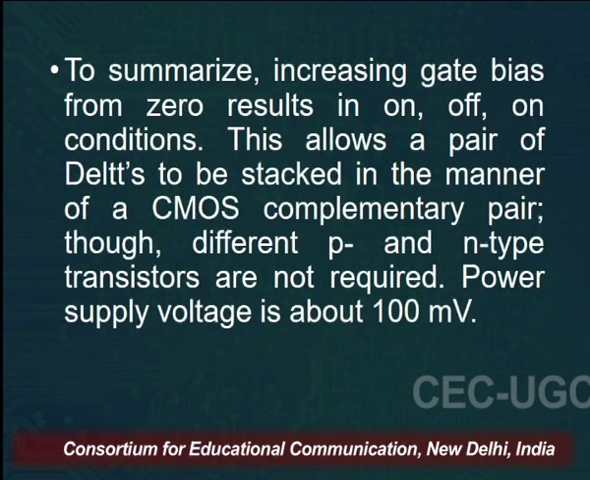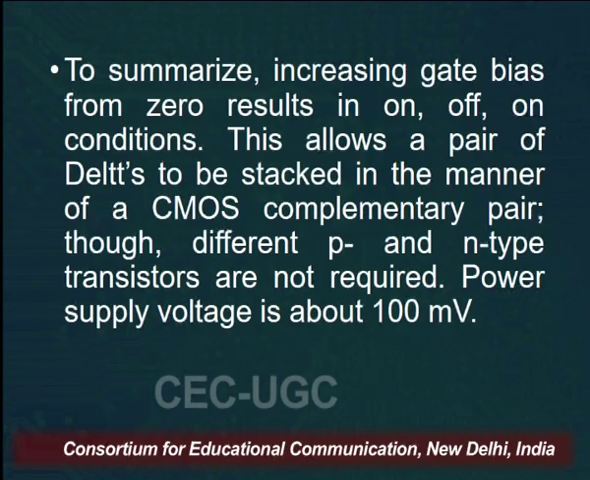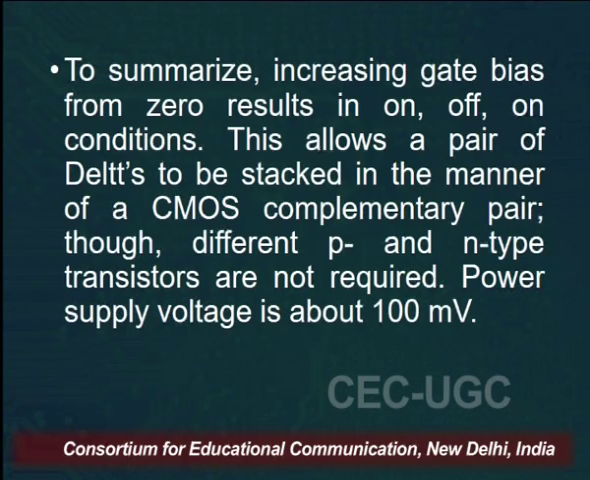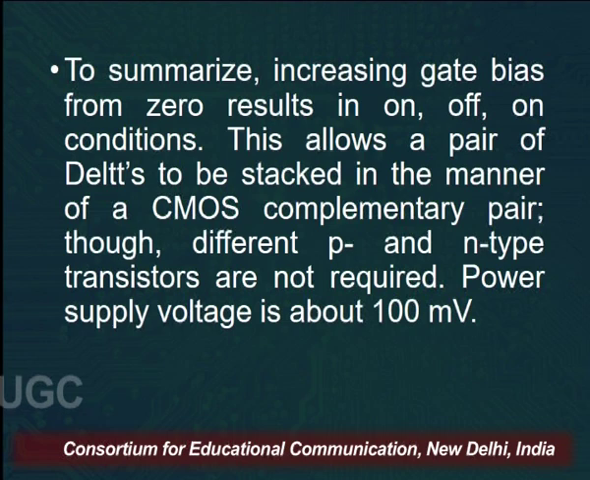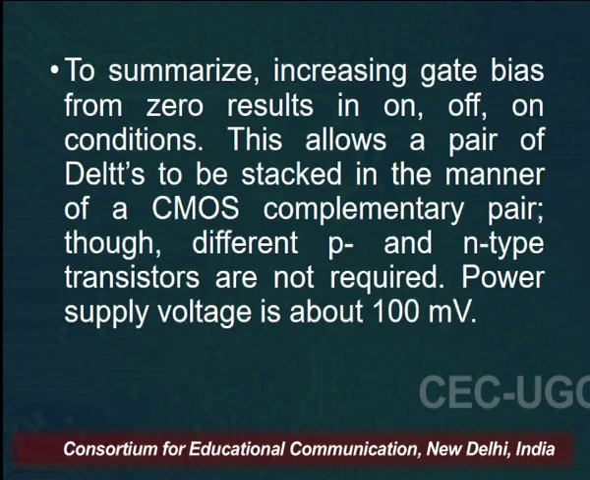So, to summarize, increasing gate bias from 0 results in on, off, on conditions. This allows a pair of DELTs to be stacked in the manner of a CMOS complementary pair. Different P and N type transistors are not required, and the power supply voltage is about 100 milliwatt.